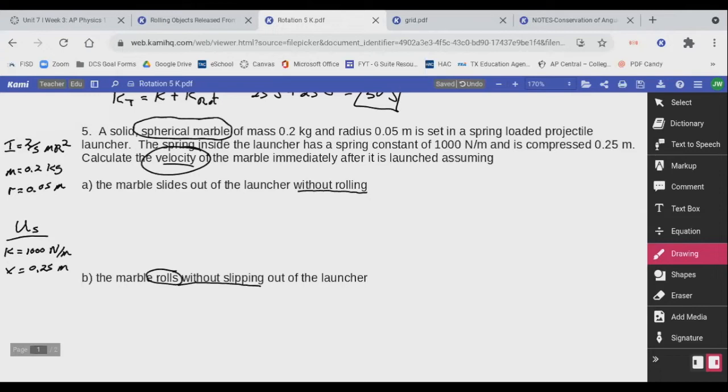So if it doesn't roll, when we pull the plunger back in that pinball machine, there's no K-rot in the first part. Yes, correct. There's no K-rot in the first part because it doesn't roll. So when we pull back that plunger, right before we let go, what type of energy do we have right then? Spring potential.